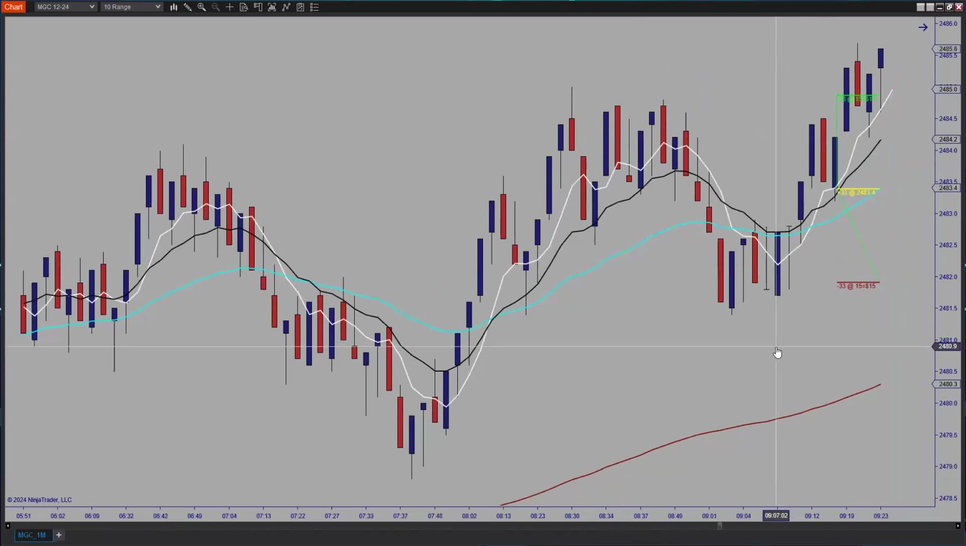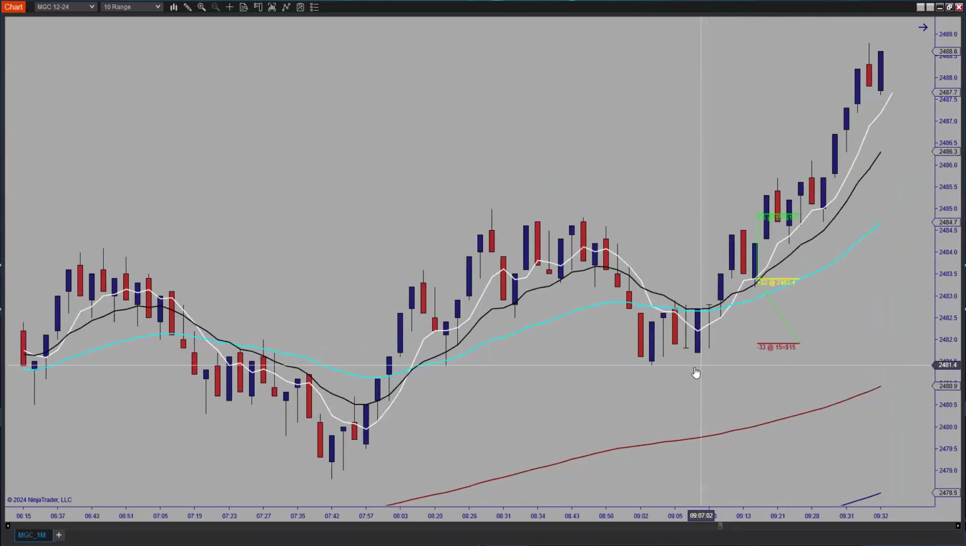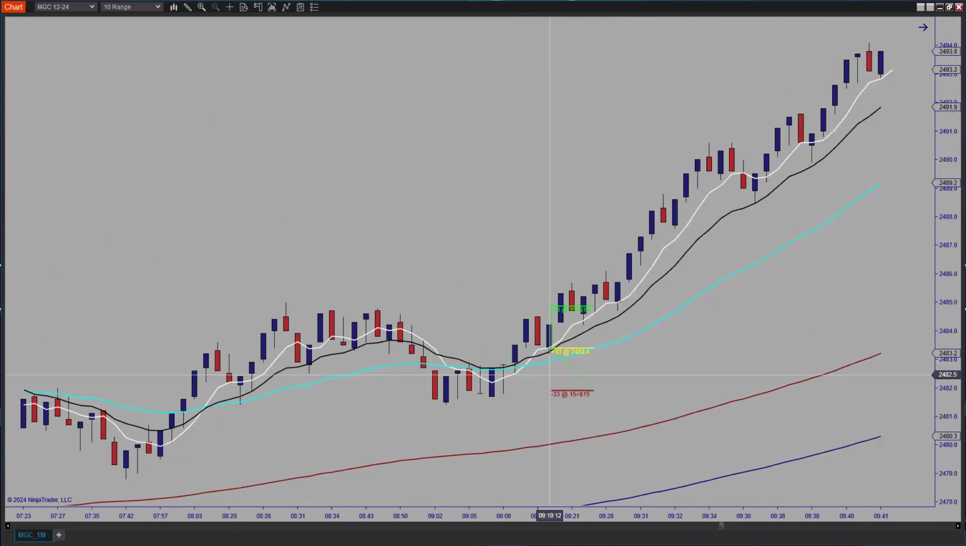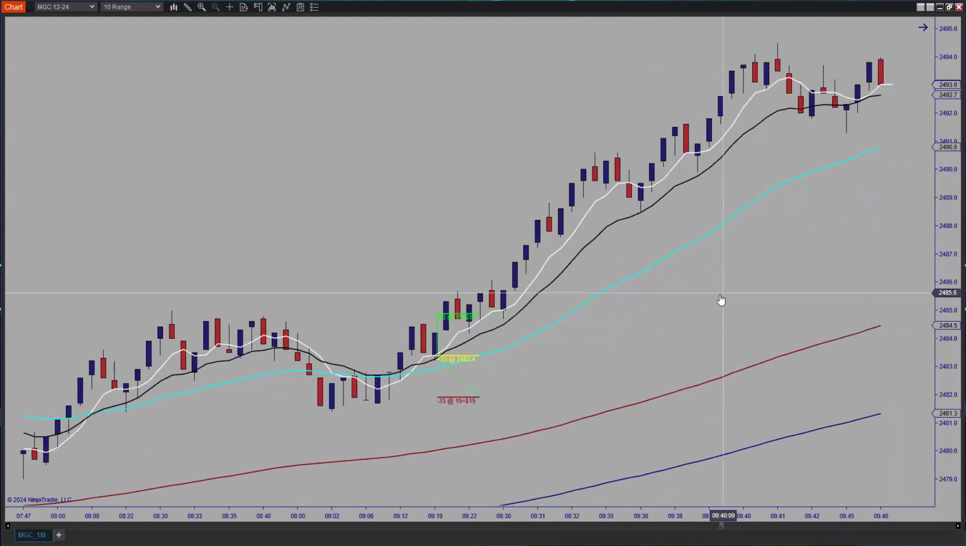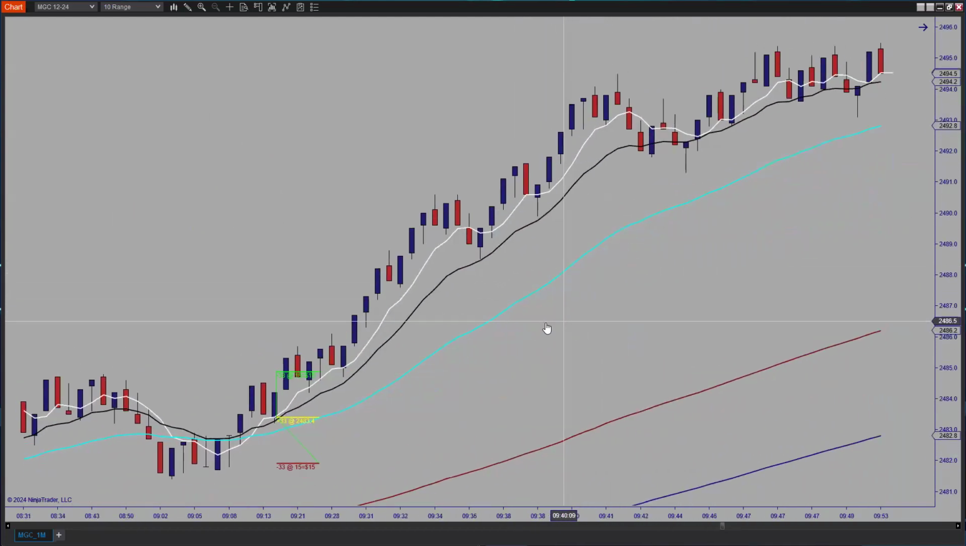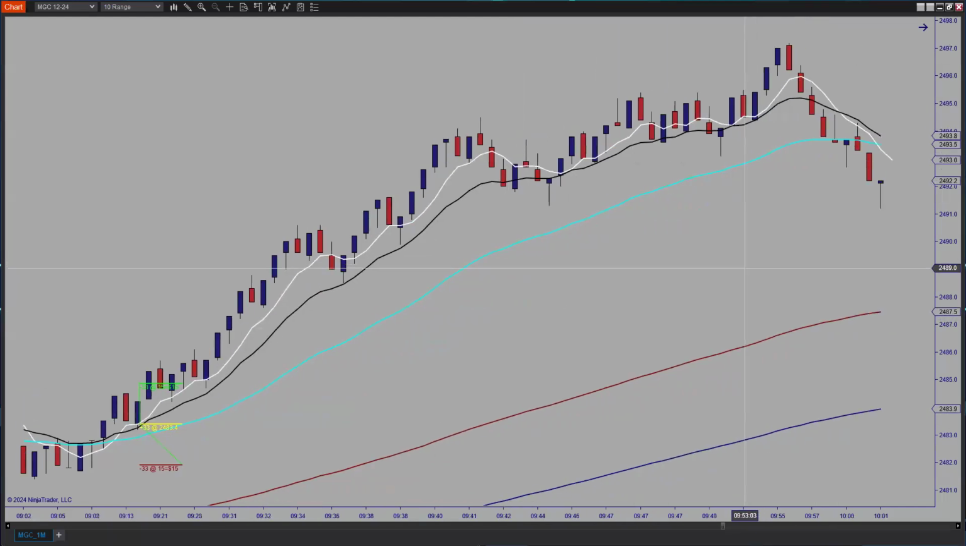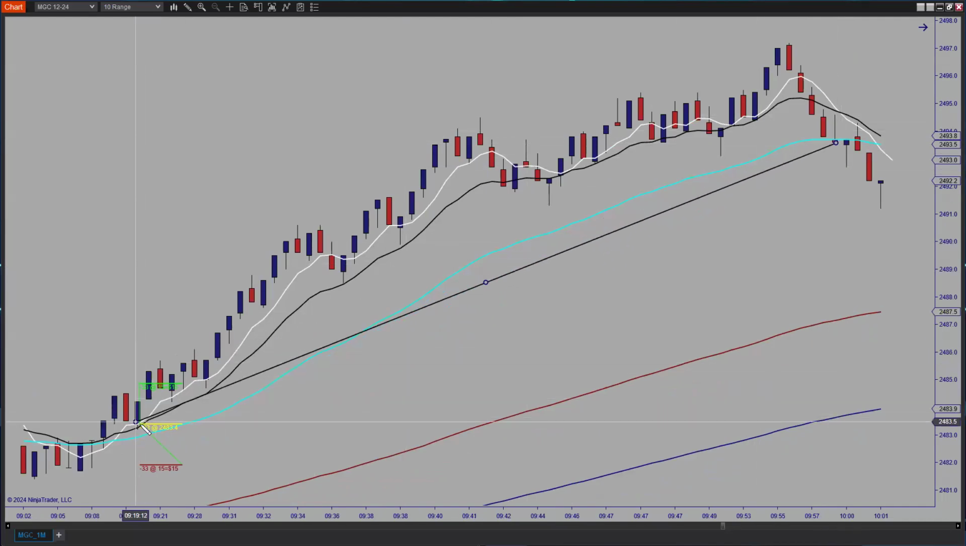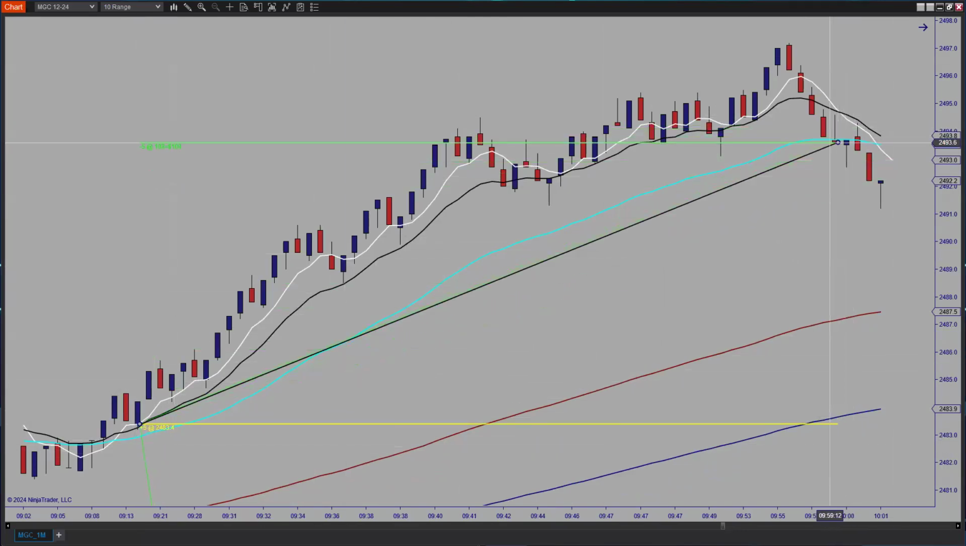Can you trail it? Sure can. On this one, you might want to do a 513 cross. Didn't cross, almost. Kept going. Right there. Okay, so let's break this down for a second. That's your trade. So you risk 15 ticks, and you made 102.